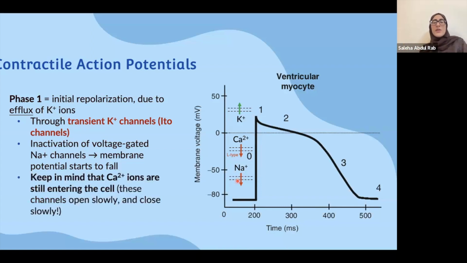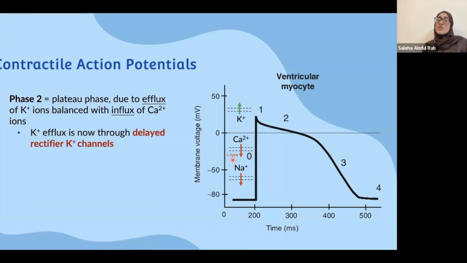Okay. Now keep in mind that calcium is still entering the cell over here. Because these are L-type channels, they are slow to open and they're also slow to close. Remember how we mentioned earlier that the membrane potential is determined by which channels are open when. So keep that in mind. These channels are still open at this point. So calcium is still coming into the cell. Potassium is leaving, and at the same time, calcium is coming in.